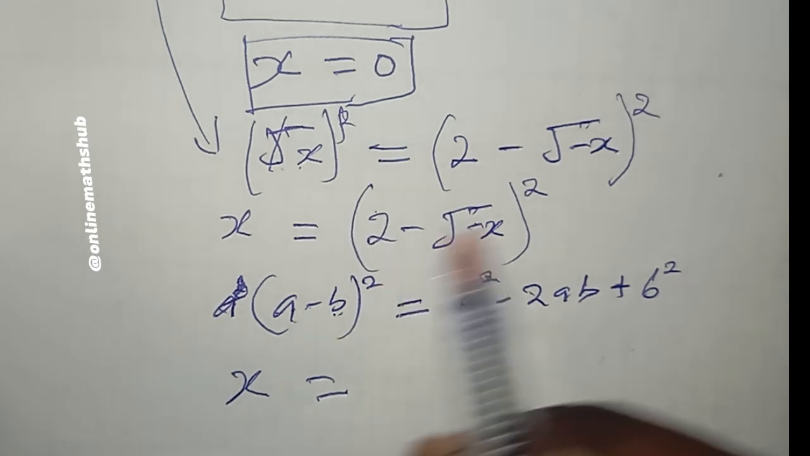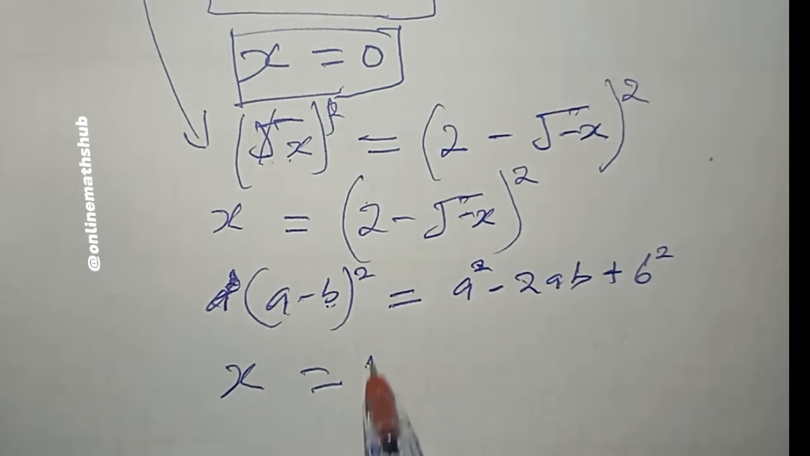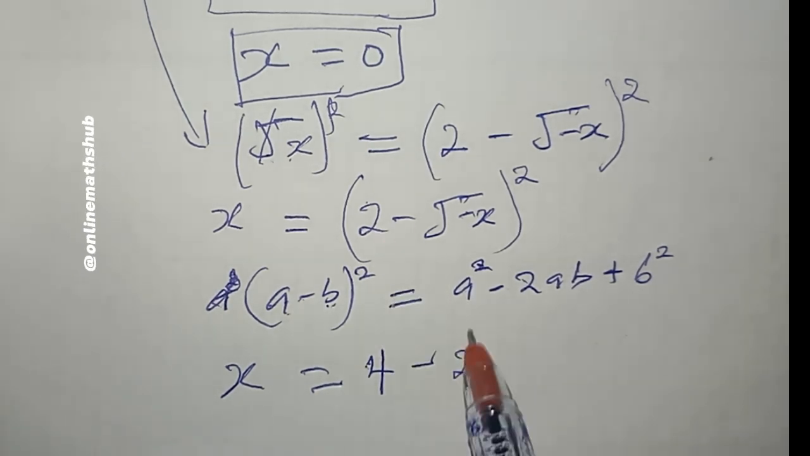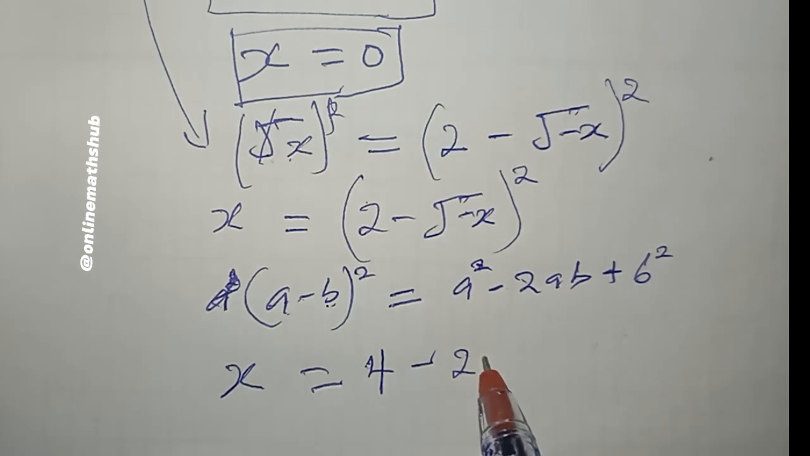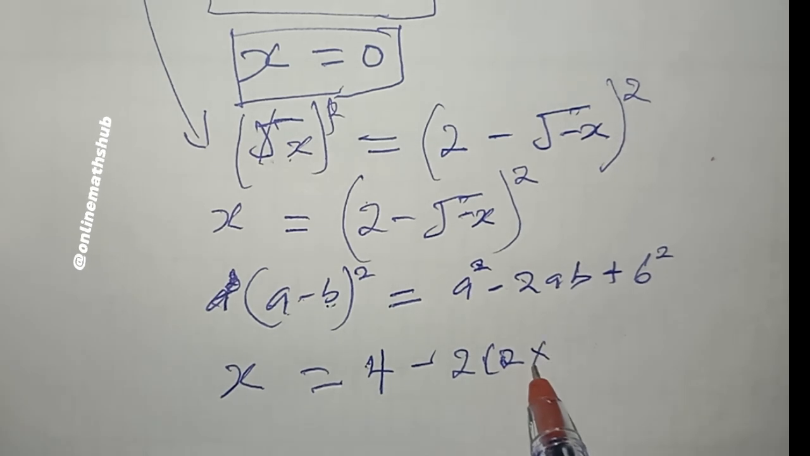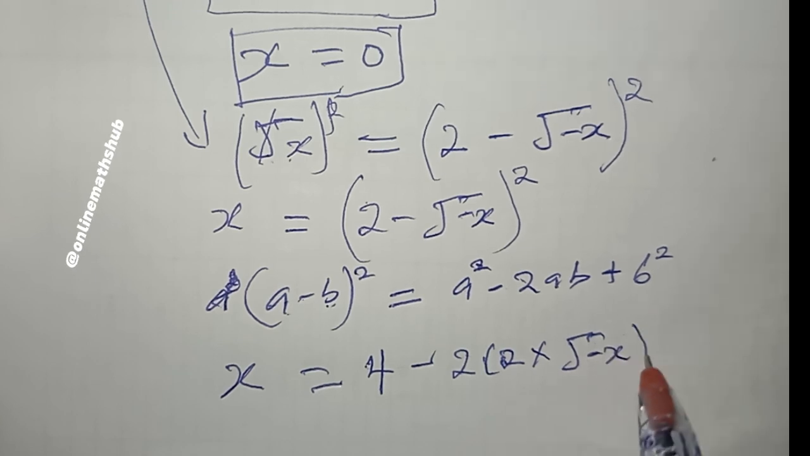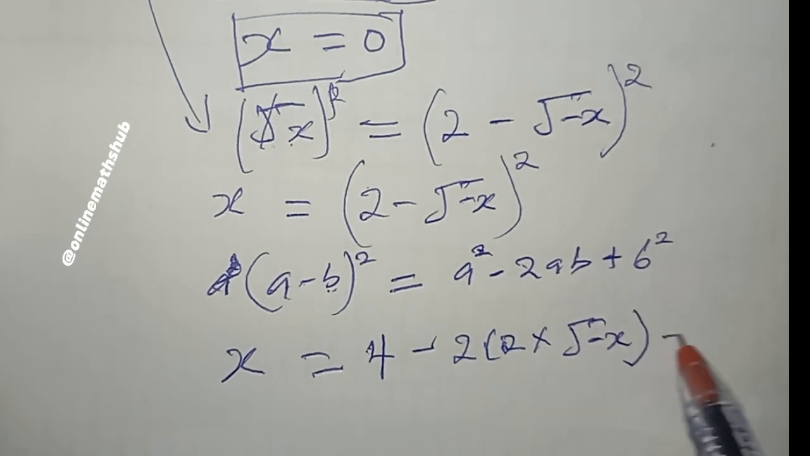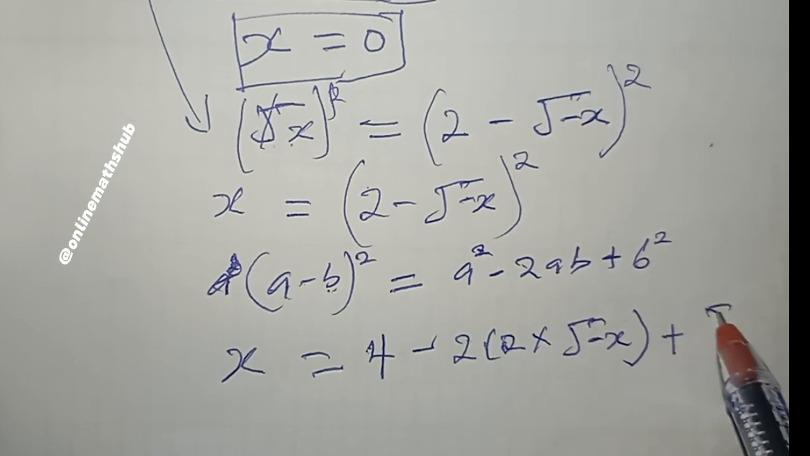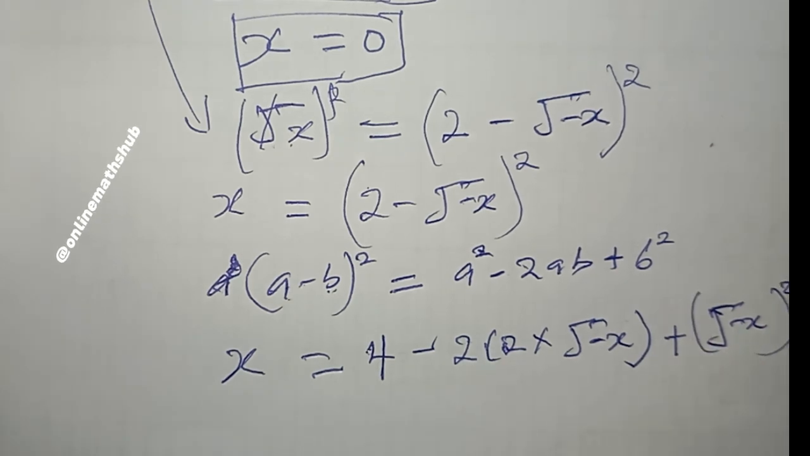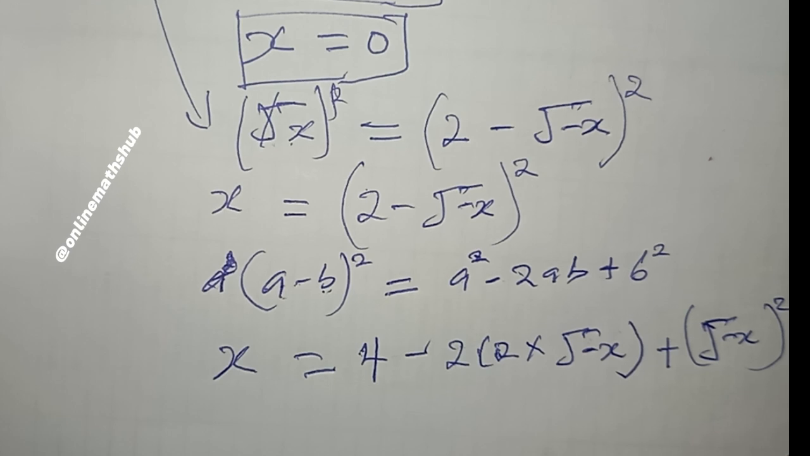So what I'm going to be having here is 2 squared, which is equal to 4, and then minus 2 times a, which is 2 in this case. Okay, let me put it in bracket, and then multiplied by b, which is root negative x. Okay, and then of course plus a b squared, which is root negative x squared. Good.